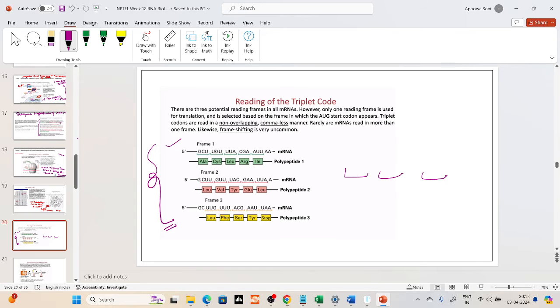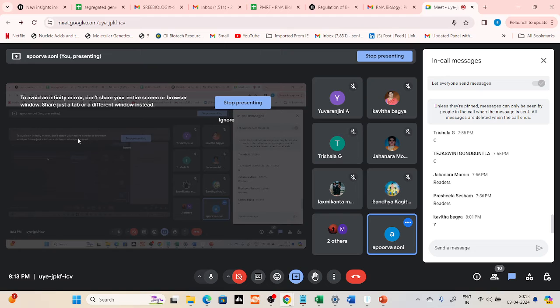Now the important thing is what will decide which frame is to be used. It depends upon in which frame you are getting your AUG start codon. If you get your AUG start codon in frame 1, frame 1 would be used. If in frame 2, frame 2 would be used. And if in frame 3, then frame 3 would be used. So which frame has to be used depends upon in which frame you are getting the start codon AUG. Is it clear to everybody? I hope it is clear. Fine.